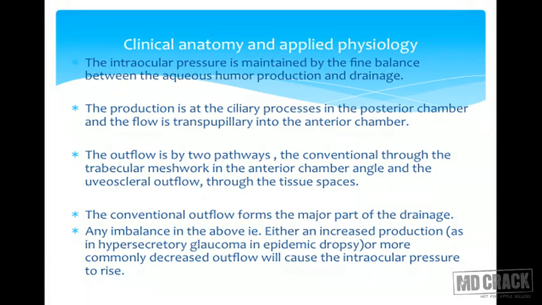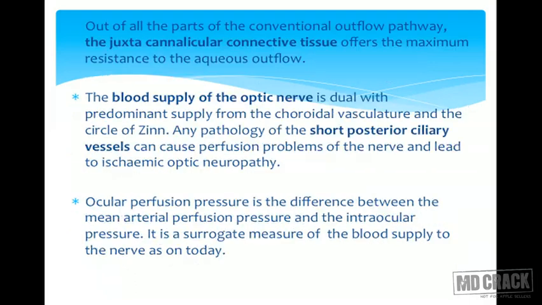Any imbalance in the above, that is either an increased production of the aqueous or an obstruction to the drainage of the aqueous, can lead to an increase in the intraocular pressure, leading to ocular hypertension or high intraocular pressure. Whether that translates into glaucoma will be decided by the susceptibility of the individual optic nerve, the previous conditions of the eye, and the levels to which the pressure rises. Of all the parts of the conventional outflow system, the juxtacanalicular connective tissue or the JCT offers the maximum resistance to the outflow of aqueous humor.